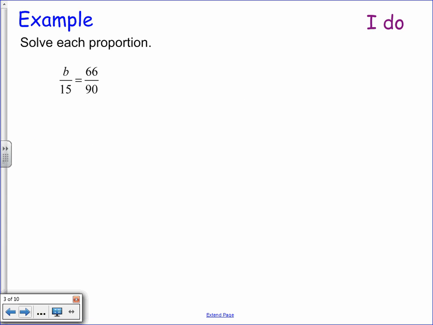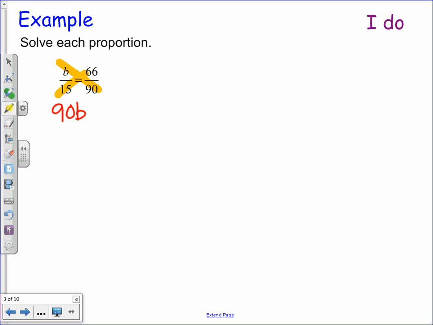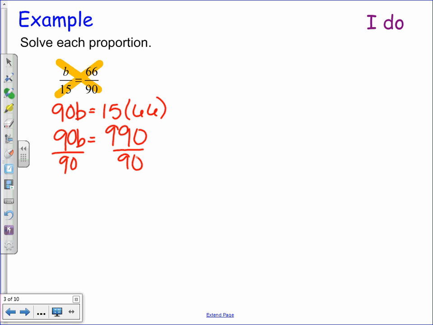So we can solve proportions by using our cross products. We're going to multiply B times 90, which is 90B, and multiply 15 times 66. You can do that in your calculator, and it's 990. We drop down 90B, divide by 90, and B is 11. Okay, so right here, this B is 11.